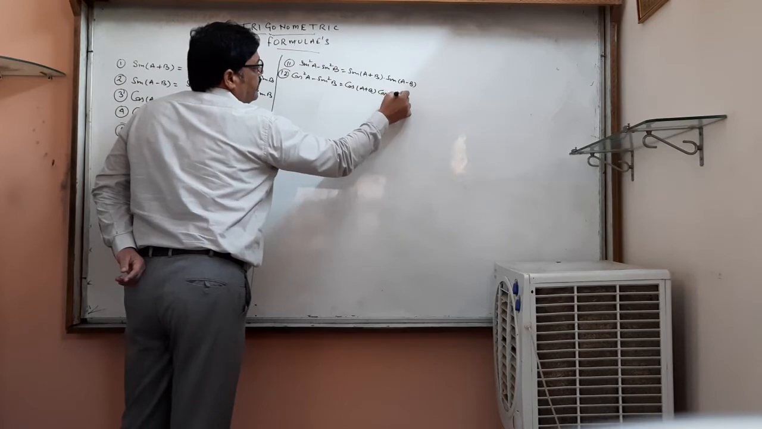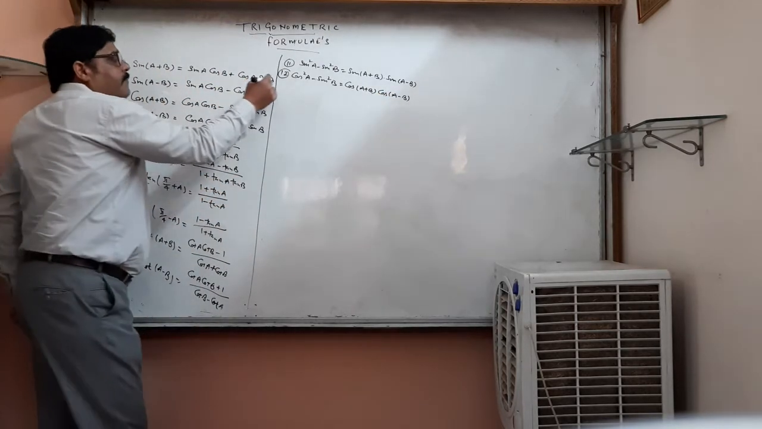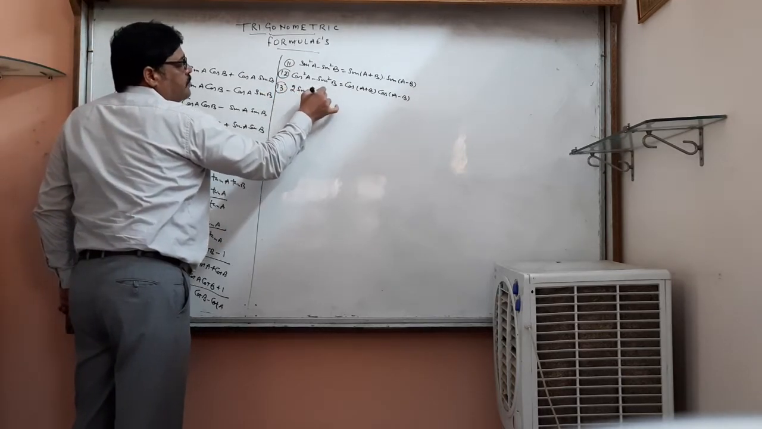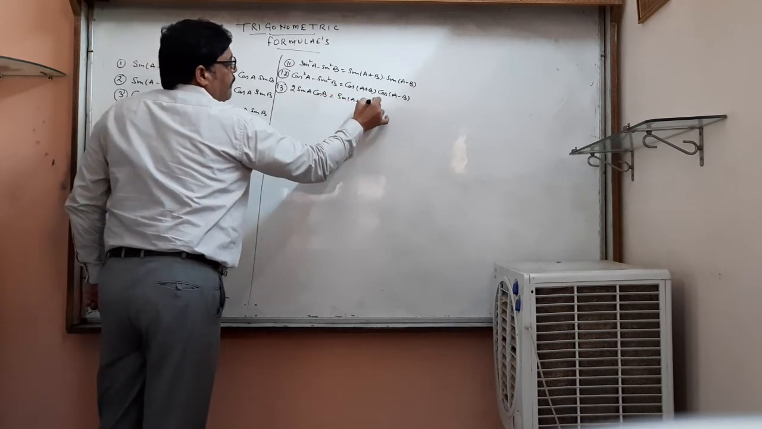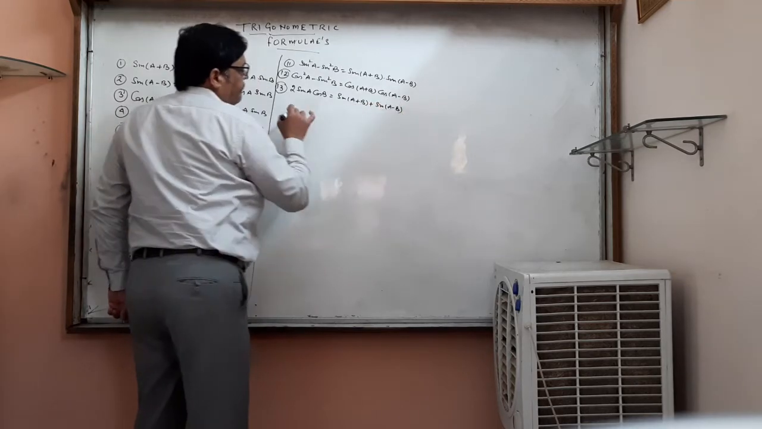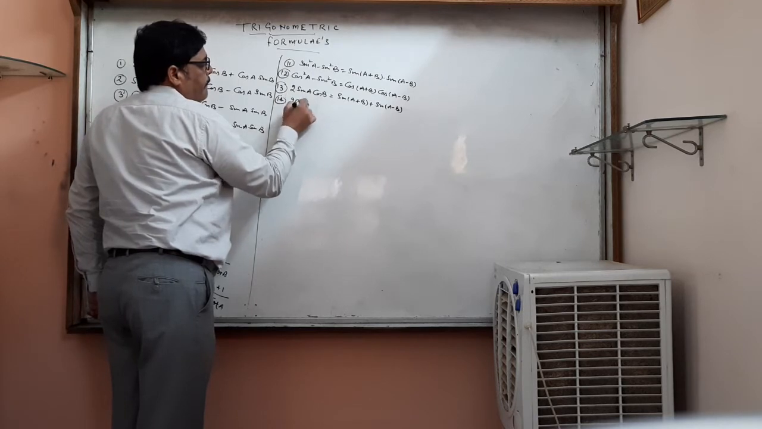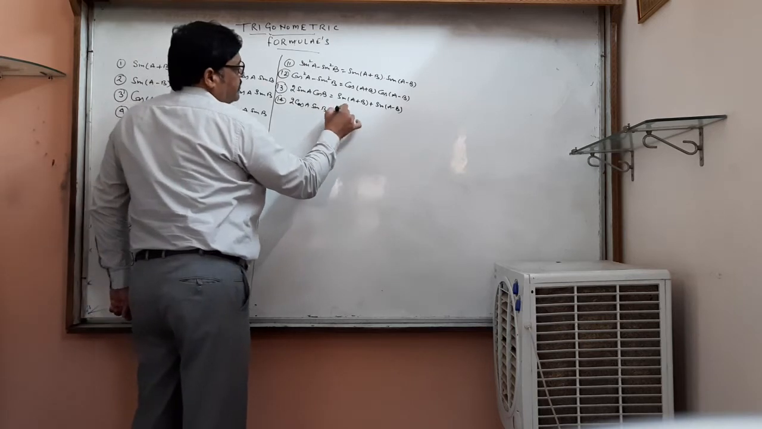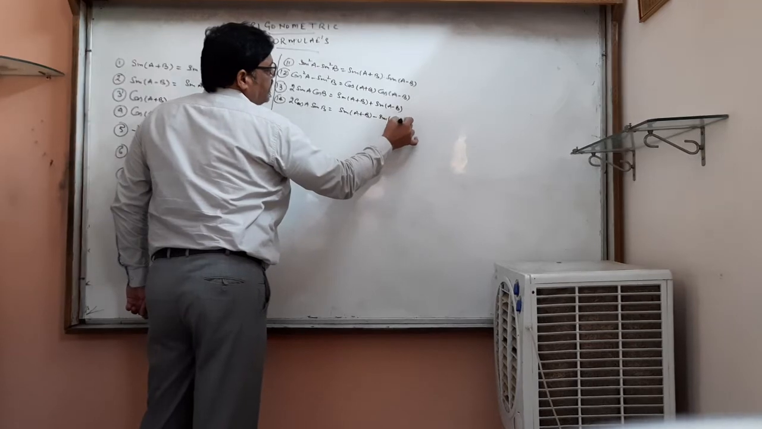Next is 2 sin A cos B equals sin A plus B plus sin A minus B. Next is 2 cos A sin B equals sin A plus B minus sin A minus B.